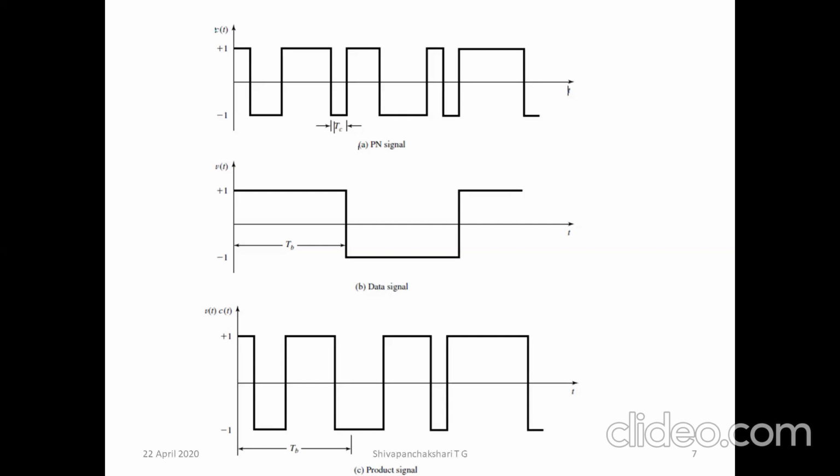The information signal has a period of TB, so that its data rate is 1/TB. After spreading, its period becomes TC, which is much less than TB. So the spread signal pulse duration is TC, which is less than TB. So indirectly, its bandwidth is expanded.